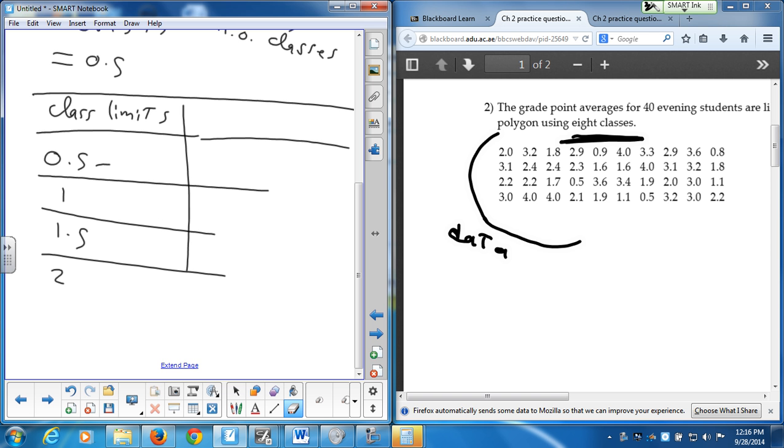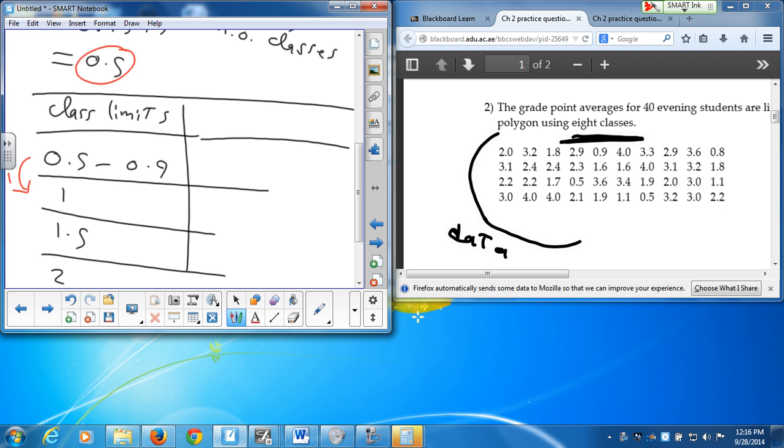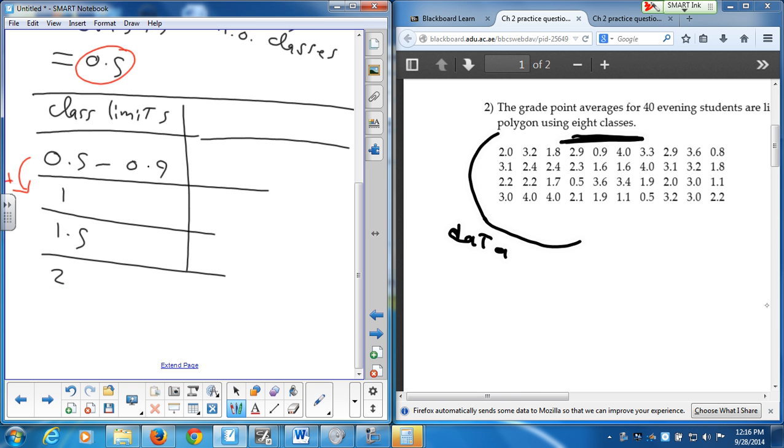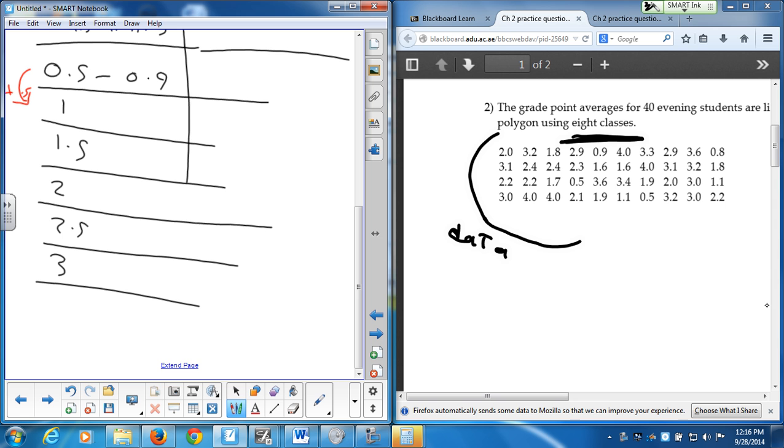So the first class goes from 0.5 to 0.9, of course, because the new class will start from 1, right? Remember, the class width is used to add the distance vertically. Just keep adding 0.5. So now I'll keep doing this until I reach the last class. This is 2.5, and then 3, and then how many classes should I have? 1, 2, 3, 4, 5, 6. I need 2 more, 3.5 and 4. That's it.